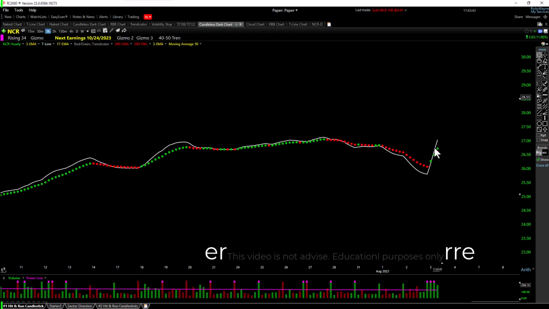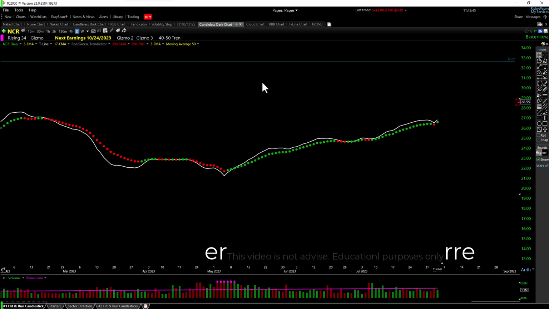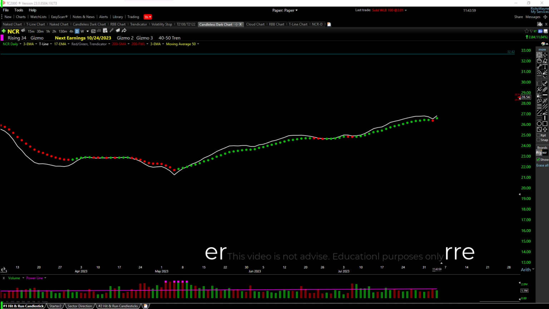NCR, whoa, look at that hourly pop up. There's the daily. Here's the daily. Beautiful, beautiful trend. There's your pullback opportunity. Here, we're starting to move back up. So for those that are into continuation patterns, this without looking at price, just looking at this chart, this is a beautiful continuation pattern. Rest, continue. That's what we're looking at. Rest, continue.